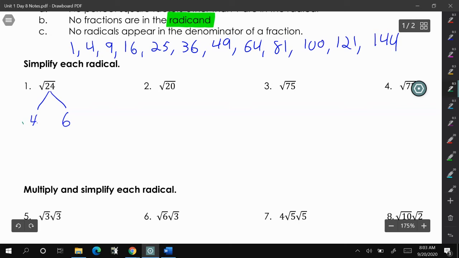When we do that, always remember to bring down this square root symbol, because otherwise you get a completely different answer. We're just breaking up this square root of 24 into square root of 4 times the square root of 6. Well, we know the square root of 4 is 2, and we can't break up the square root of 6 into anything, so we just leave this square root of 6 alone. And that is our answer.